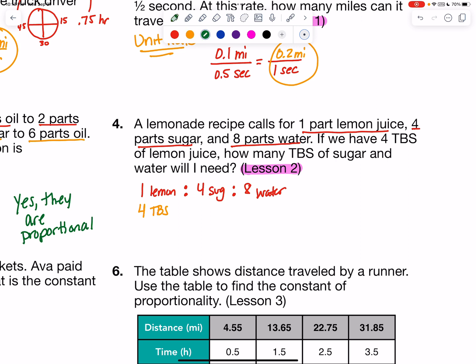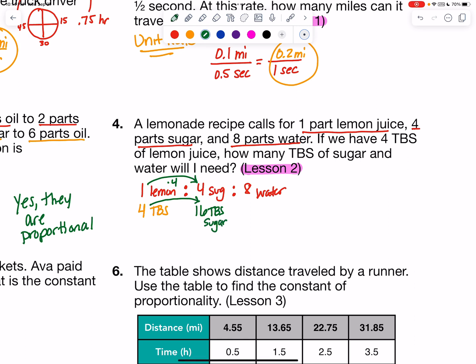We have a couple options here. I want to look at what the relationship is from 1 to 4. What is it? Well, that's a times 4 multiplier. So if these are proportional, I would do 4 times 4 to create this. And so that would be 16 tablespoons. So it's in the same unit, tablespoons of sugar.